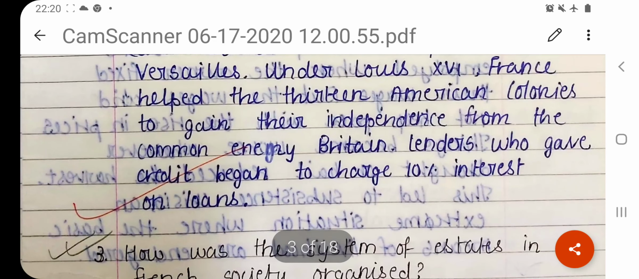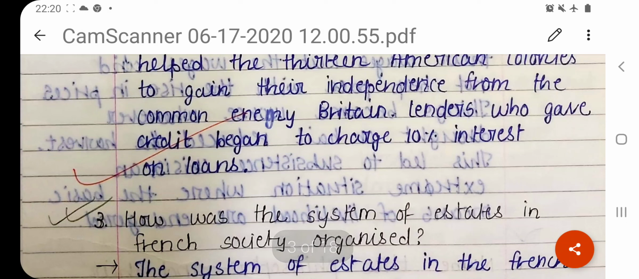And lenders who gave credit began to charge 10% interest on loans. Now 10% interest on loans is a lot. Who are these lenders? These are the rich people, rich merchants who were anyway trying to help the government and give it money. They said, we want our money back, and you have to give back this money with a lot of interest.